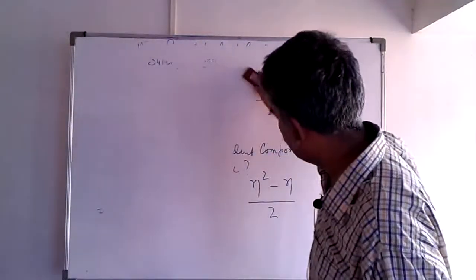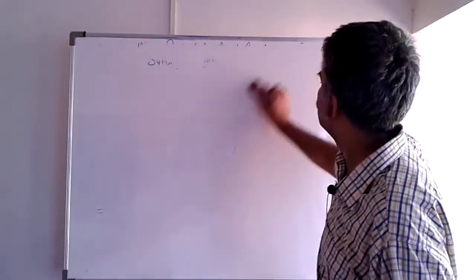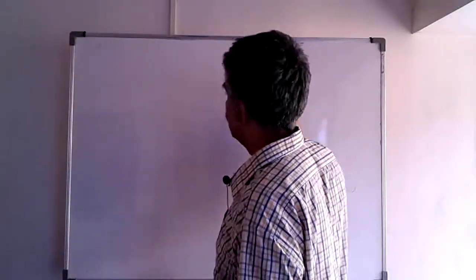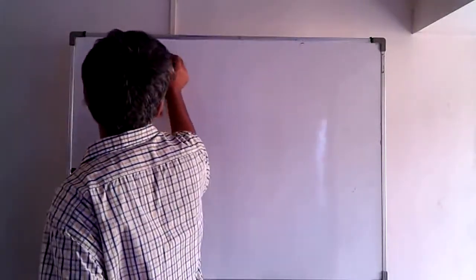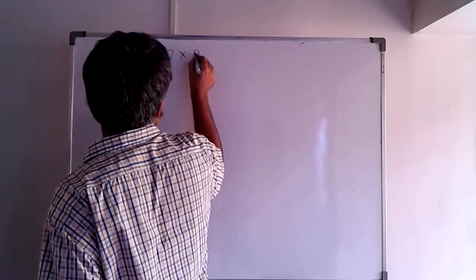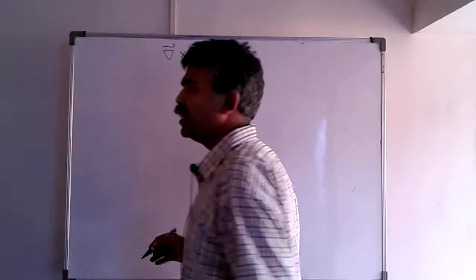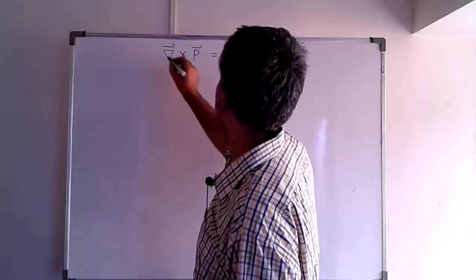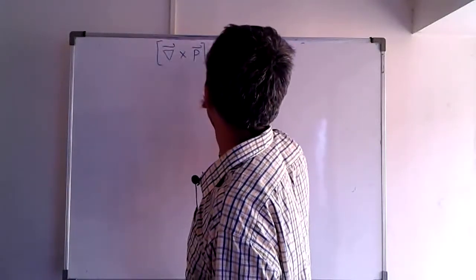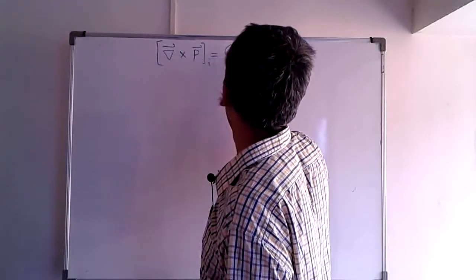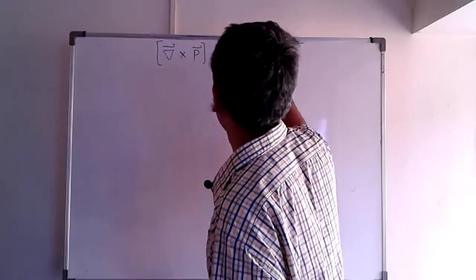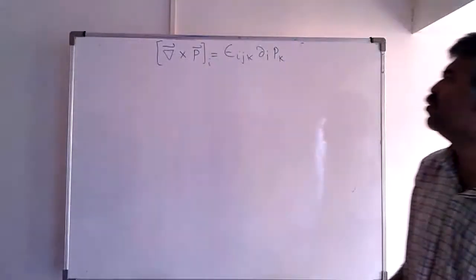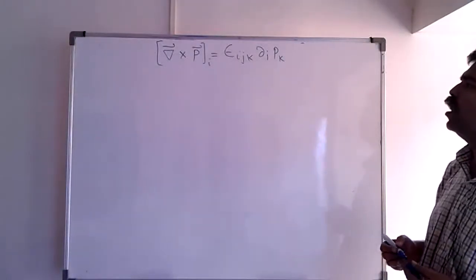Use this symmetric property, use this antisymmetric property, then you will be able to do it. Suppose we use this del cross P. If P is a vector, as far as three-dimensional space is concerned, covariant and contravariant are the same. Basically, if you take the ith component of this, it is epsilon i j k del j, which is del by del xj, of pk.